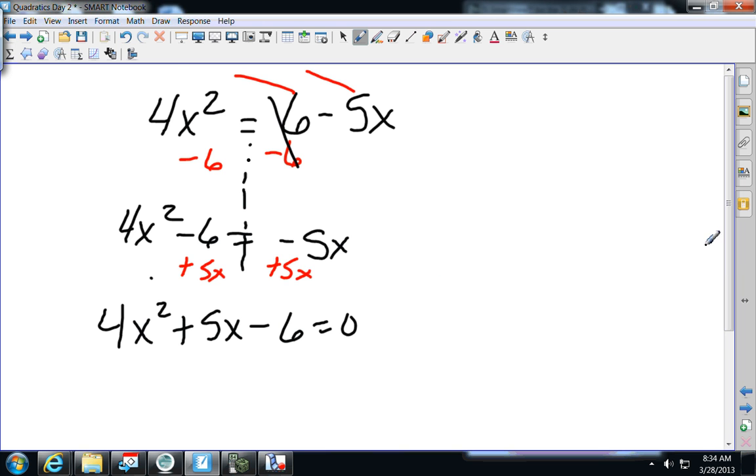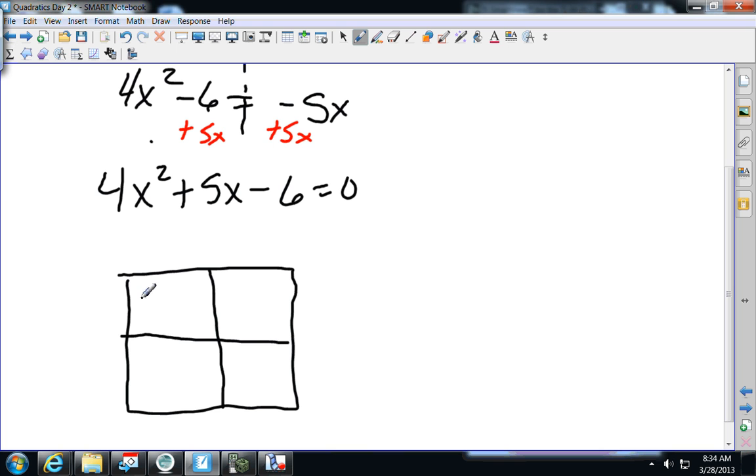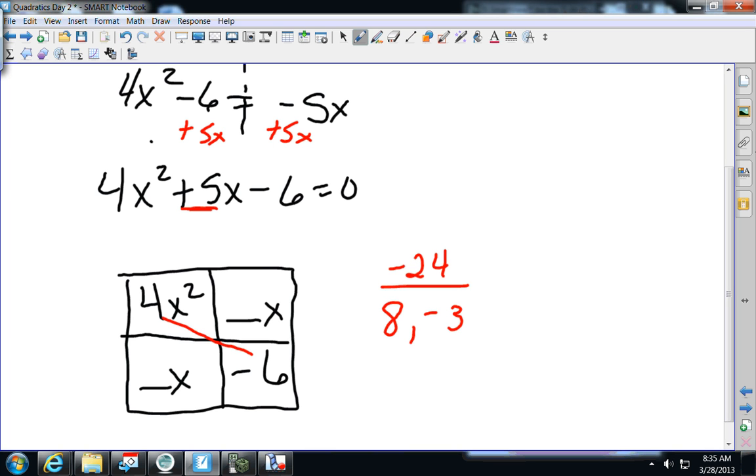Okay, so now to factor. We look and see, is there a GCF? Does 4 go into 5? No. No, 2 goes into 4. Does 2 go into 5? Nope, there's no GCF. So I'll go straight to the box. And I will put 4x squared in the upper left, minus 6 in the bottom right, something x, something x. We're going to multiply 4 times negative 6 and get negative 24. I need the factors of negative 24 that equal positive 5. That's going to be 8 and negative 3. So we're going to put 8x and negative 3x.